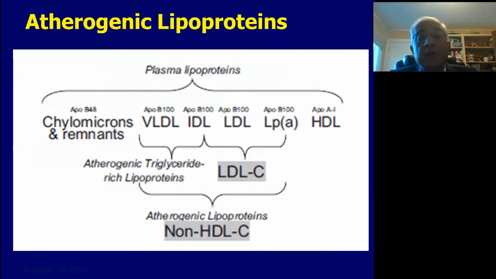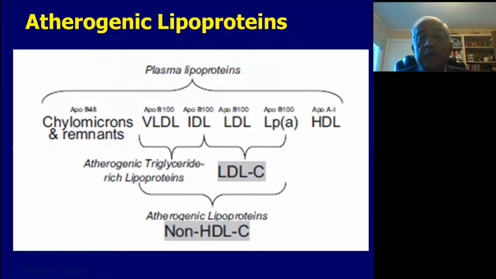The VLDL particle, once it is produced from the liver, is converted into smaller particles called IDL, or intermediate density lipoprotein, and eventually LDL, the low density lipoprotein particle. In addition, there's also a small particle called lipoprotein A, or lipoprotein little a, and finally a different type of protein that circulates in the blood called the HDL, or the high density lipoprotein.